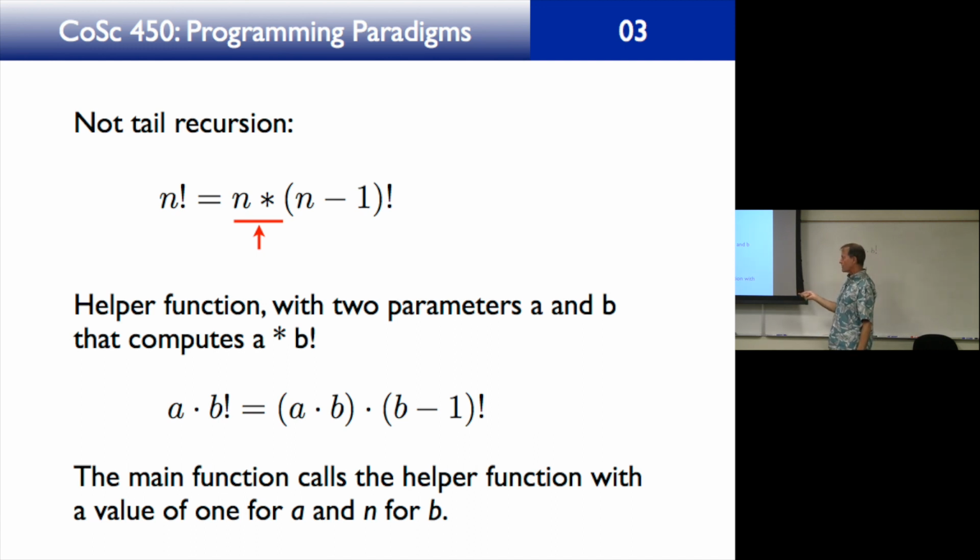So the main function calls the helper function with a value of 1 for a and n for b. And then at the end of the computation, the helper function just returns that. Well, it returns a times b factorial. But because it was given 1 for a and n for b, it will be returning n factorial. Nothing in functional programming is stored anywhere. In functional programming, it's returned. A refers to the value of a times b factorial at the end of the recursive call.